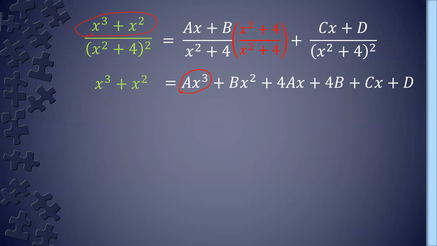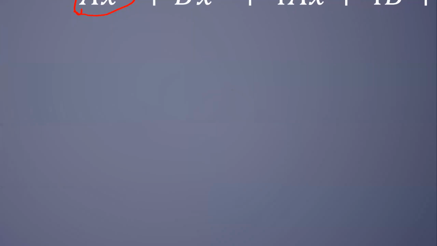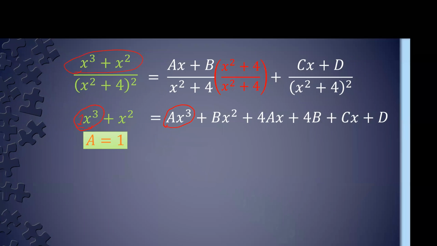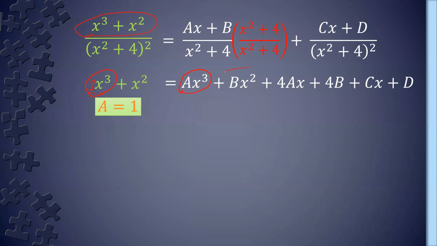Now we would go ahead and match the coefficients of all of these polynomial terms. So the first term that we have to compare is x to the third. So a will have to be 1. Okay, and then x squared would be this term right here. And so that would have to be 1. Okay, so b is 1.